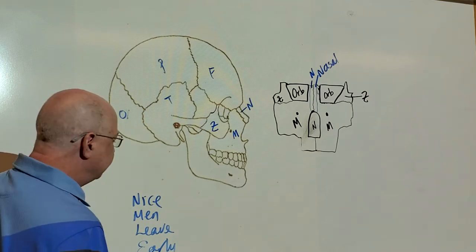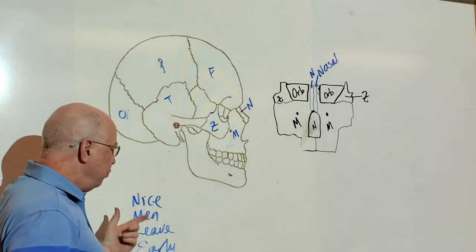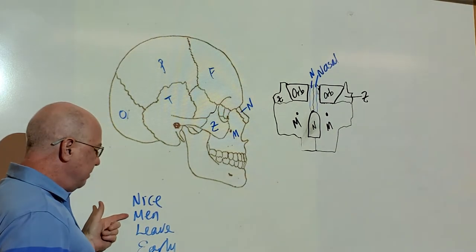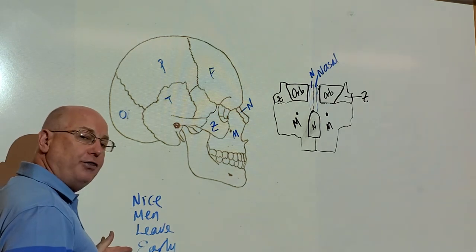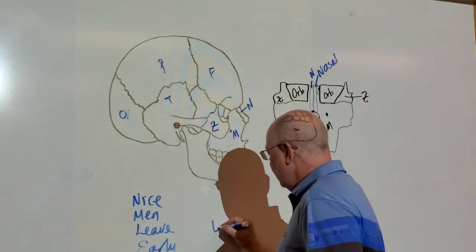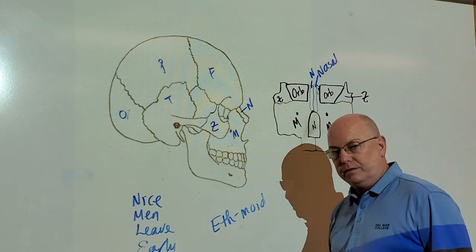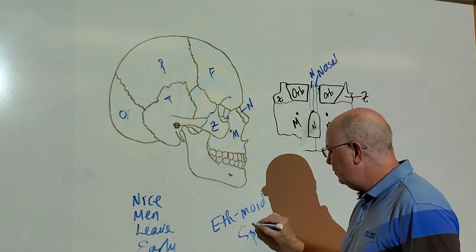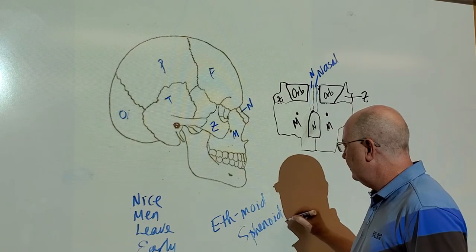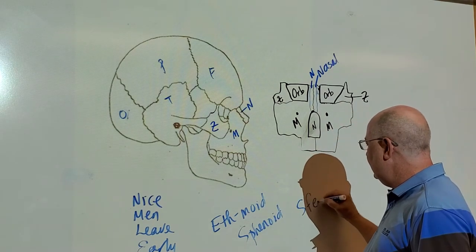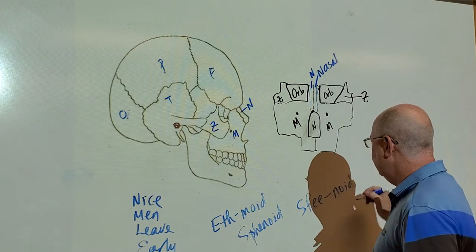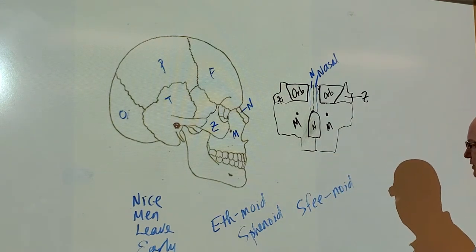Silly. And it's going to give you these bones in the order that you should learn them. Nasal, maxillary, lacrimal, ethmoid and sphenoid. This bone is going to be called the ethmoid. And there's one that's called the sphenoid. It's spelled like this, but it's pronounced like sphenoid. Okay? It's the sphenoid bone, ethmoid and sphenoid.